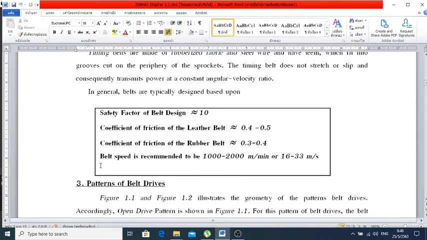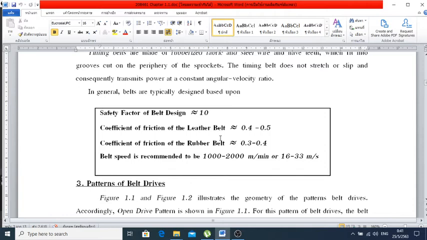One of the good things I put in brackets here is what we should keep in mind when designing a belt to transmit power between two shafts. The safety factor of the belt should be around 10, because if you apply it at high speed, you have to consider the damage. The coefficient of friction of the leather belt is 0.4 up to 0.5. For the rubber belt, it's 0.3 up to 0.4 respectively. And the recommended belt speed is 1,000 to 2,000 meters per minute, or 16 to 30 meters per second.